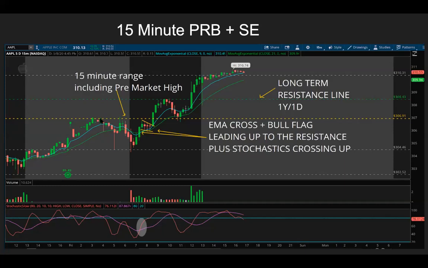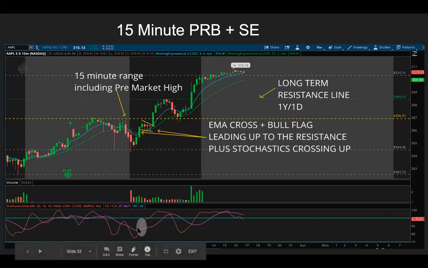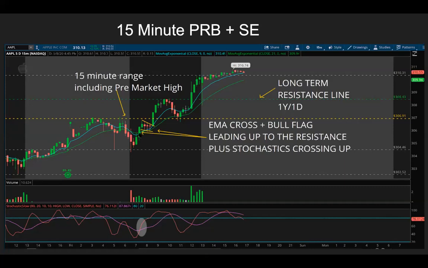Because what if this area is so heavy with sellers, right? If there's a pattern that shows up and you have the stochastics and the EMAs crossing together, but the breakout of the pattern is too close to the next resistance, just wait for the resistance to break, okay?